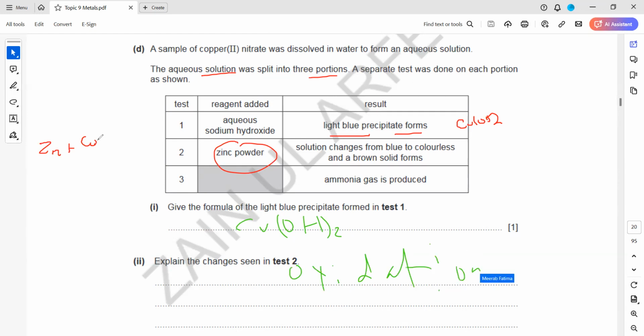We will mention, explain the change seen in test 2. Why are these changes seen? So you can mention zinc is more reactive than copper. So zinc will displace copper from its compound, and there will be a redox reaction. But you will mention zinc is more reactive, or zinc displaces copper from its compound. That's why there's a change.